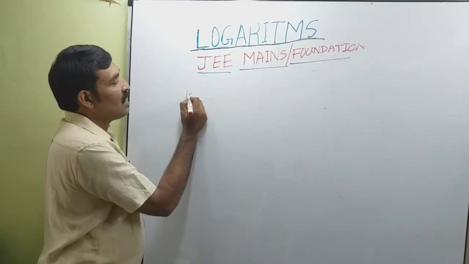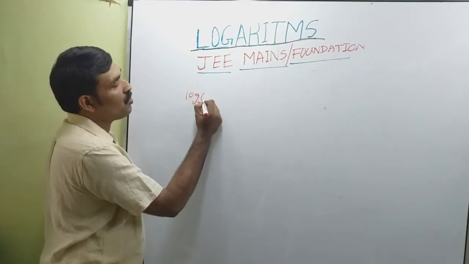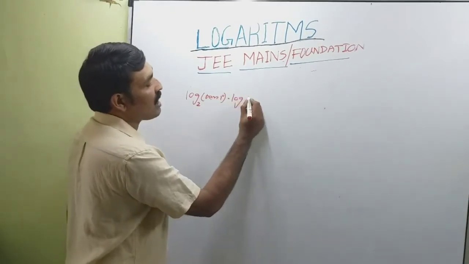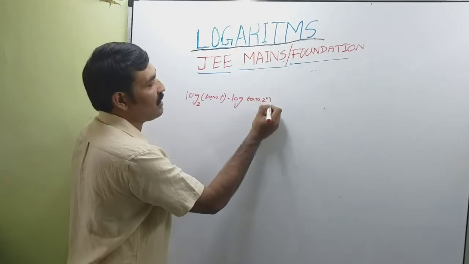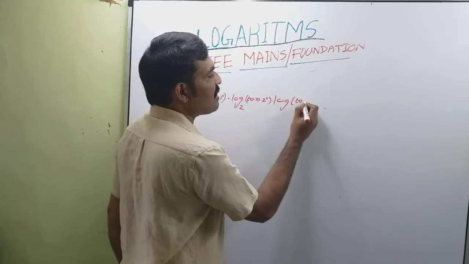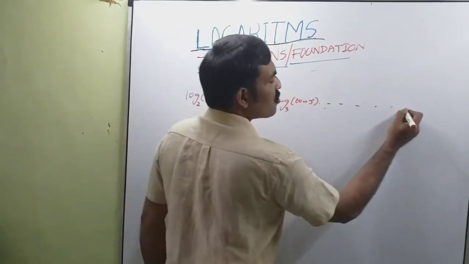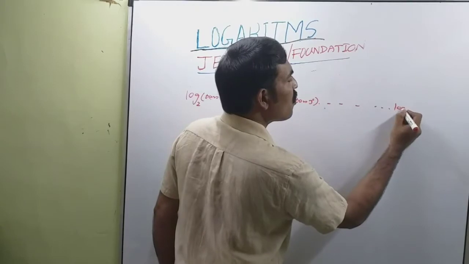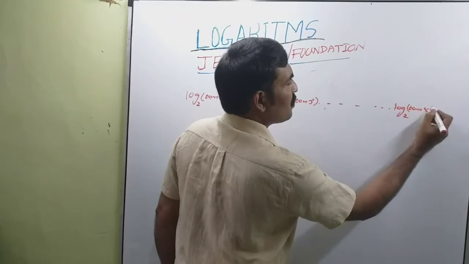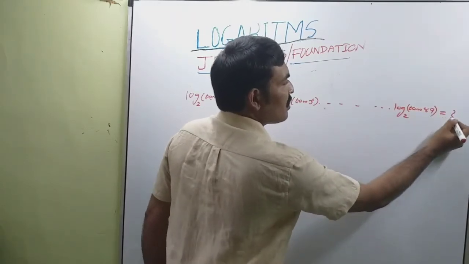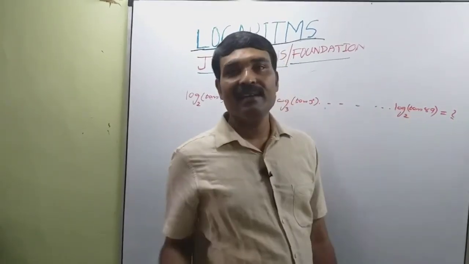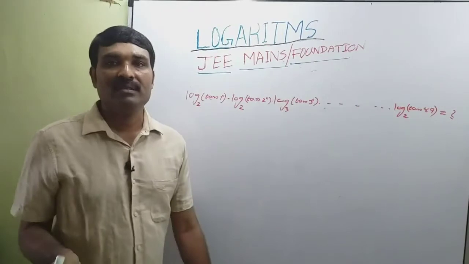Consider the question: log base 2 of tan 1 degree, into log base 2 of tan 2 degrees, into log base 2 of tan 3 degrees, and this goes on up to log of tan 89 degrees to the base 2. Since tan 90 is not defined, the last term is tan 89 degrees. What's the value of this?